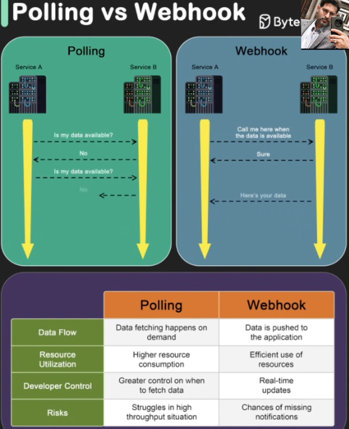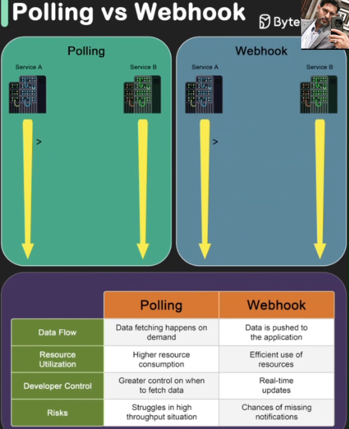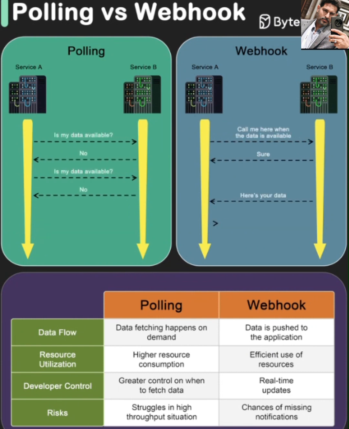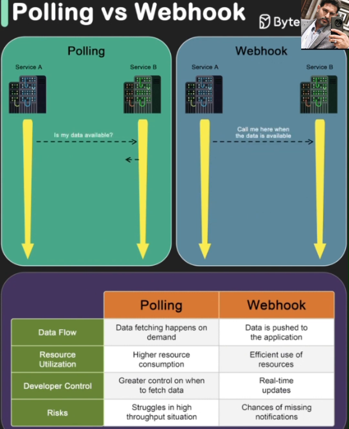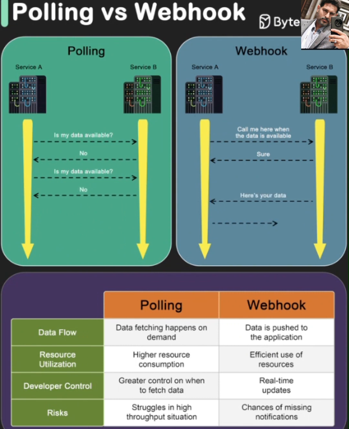This makes webhooks incredibly efficient in terms of resource utilization, especially in high-throughput environments, because you're only receiving data when there's an actual update. Crucially, webhooks are ideal for real-time updates because data is pushed to your application as soon as it's available. So, when do you use which?